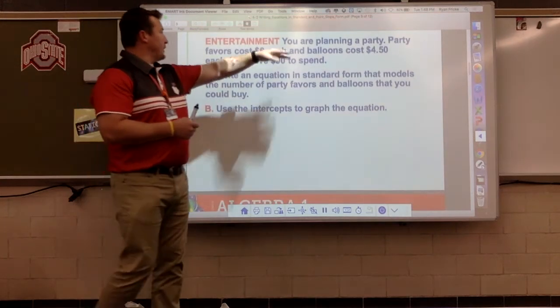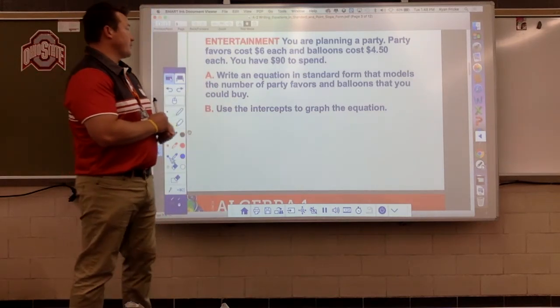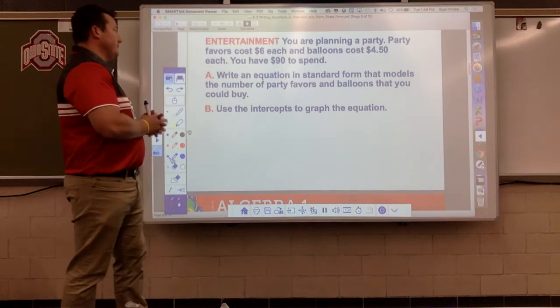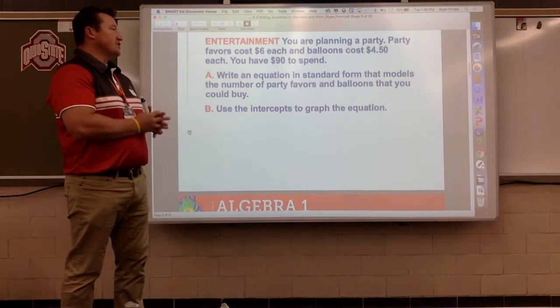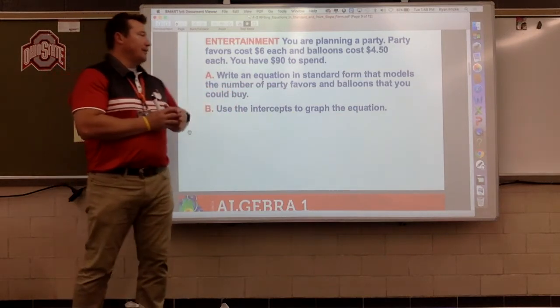Okay. We're planning a party. Party favors cost $6 each. Balloons cost $4.50. You have $90 to spend. Okie dokie. Write an equation in standard form that models the number of party favors and balloons you could buy.